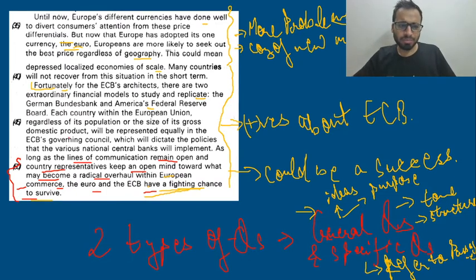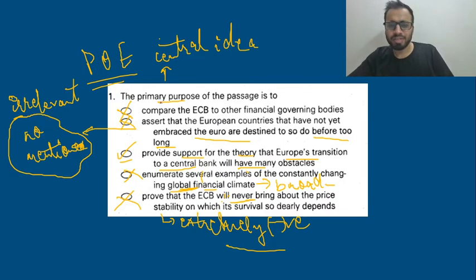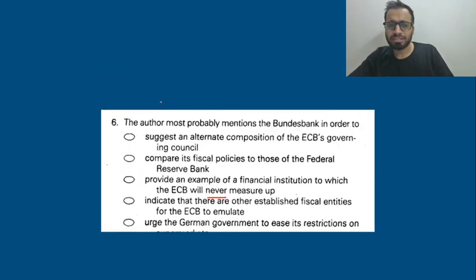The ECB is mentioning Bundesbank here, right? Let's read the last paragraph. Fortunately, for the ECB's architects, there are two extraordinary financial models to study and replicate: Bundesbank and American Federal Reserve. So we just had to look at where Bundesbank was mentioned.